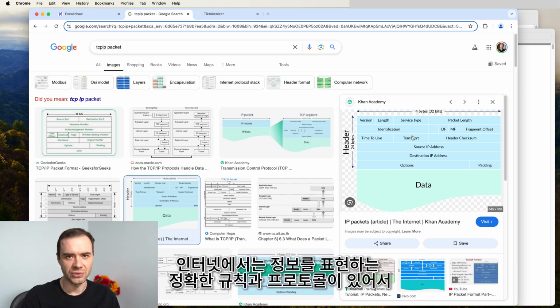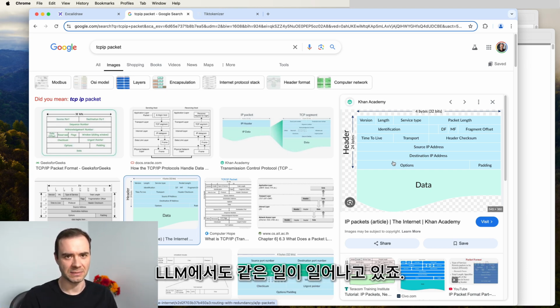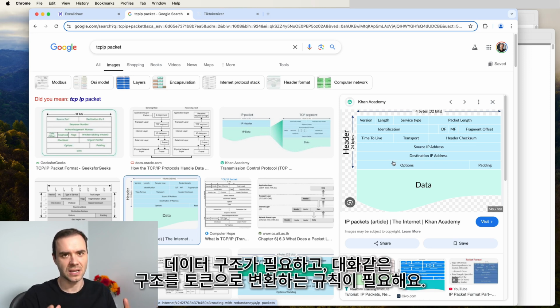There are precise rules and protocols for how you represent information, how everything is structured together so that you have all this kind of data laid out in a way that is written out on a paper and that everyone can agree on. And so it's the same thing now happening in LLMs. We need some kind of data structures, and we need to have some rules around how these data structures, like conversations, get encoded and decoded to and from tokens.